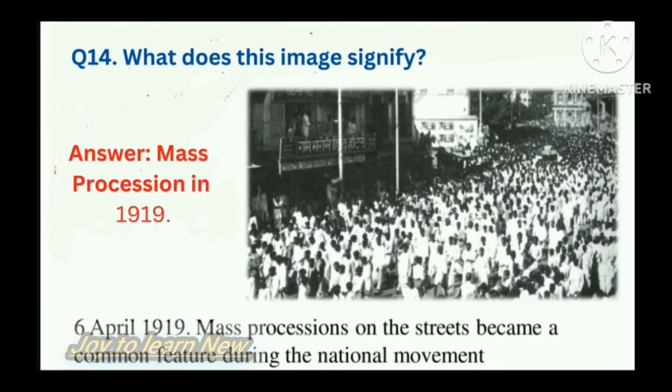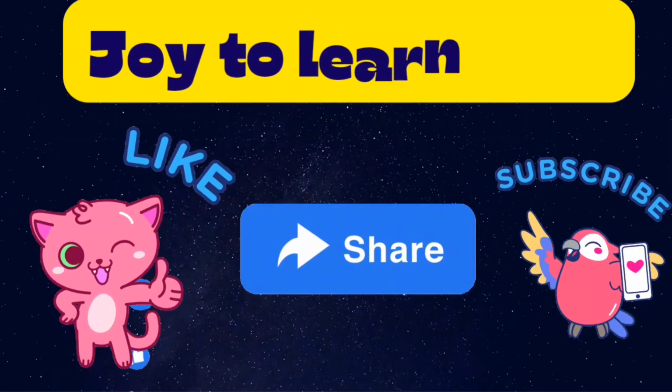What does this image signify? Answer is mass procession during 1919. That's all. I have covered all the important images.